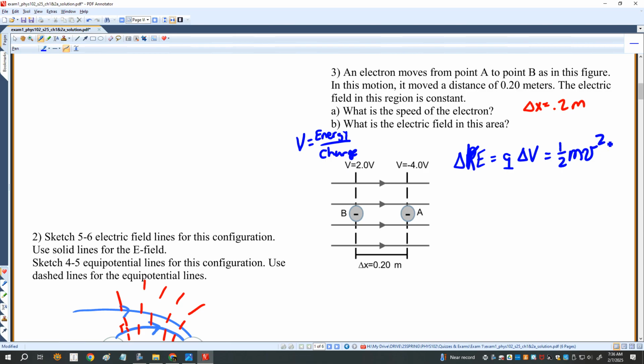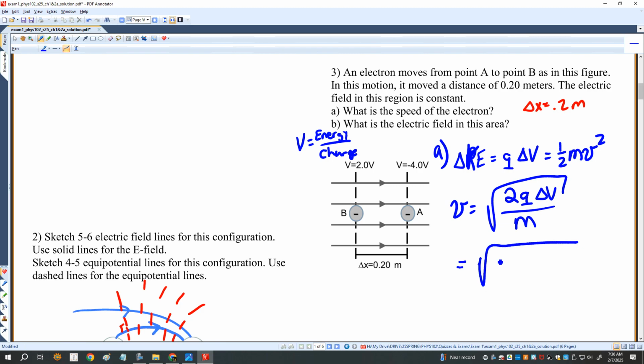So if I want to know the speed for part A, the speed is equal to the square root of 2Q delta V divided by m. I think I did that right. Let's see, 2Q delta V, yeah, that's right. So that's going to be the square root of 2 times Q, which for an electron is 1.6 times 10 to the minus 19. I'm just asking for the speed, so I'm going to leave off any negative signs.